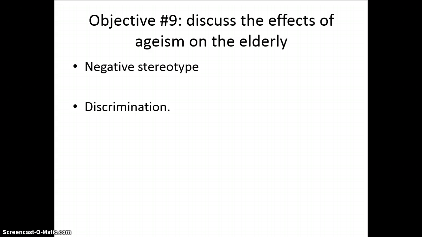When we look at ageism, that is what I was referring to a minute ago, that negative stereotype. All old people have dentures. All old people are demented. All older people are senile. They drive slow. Those are not true.